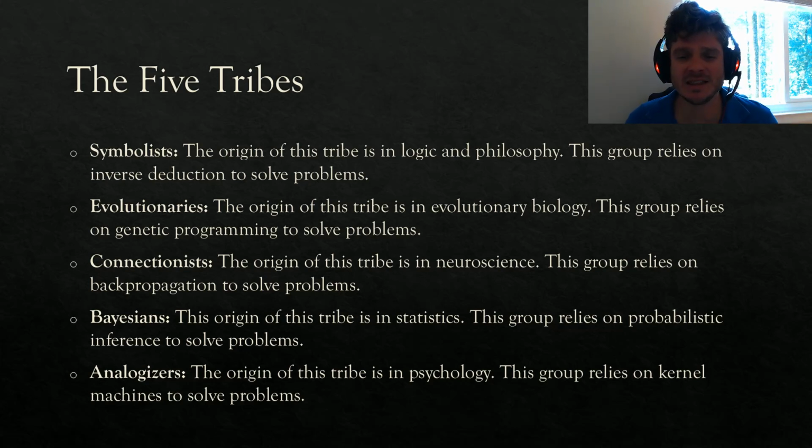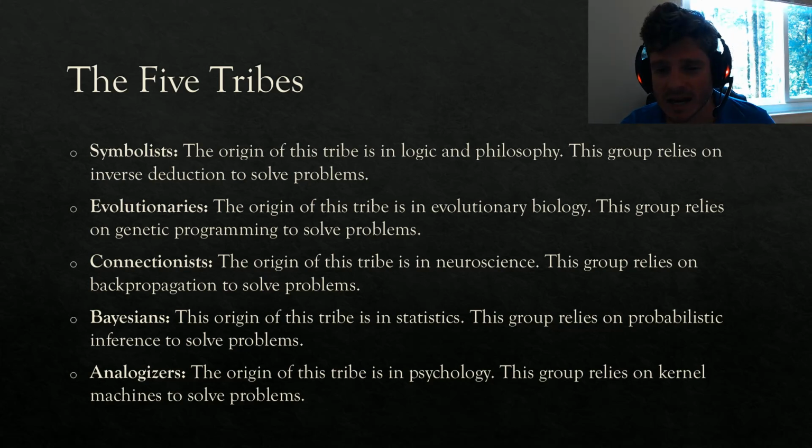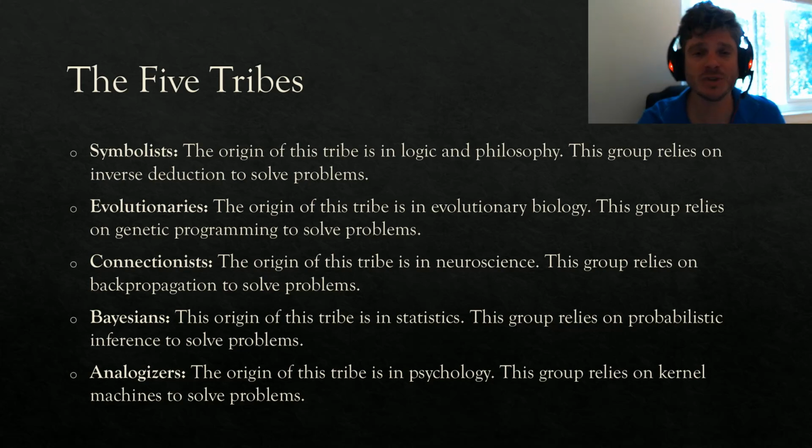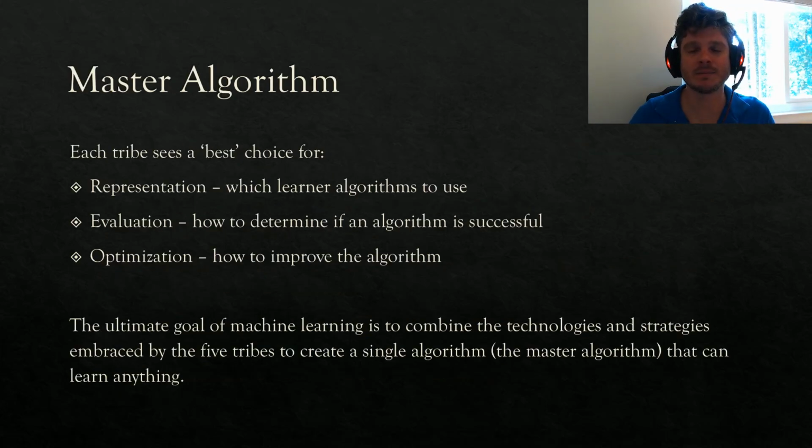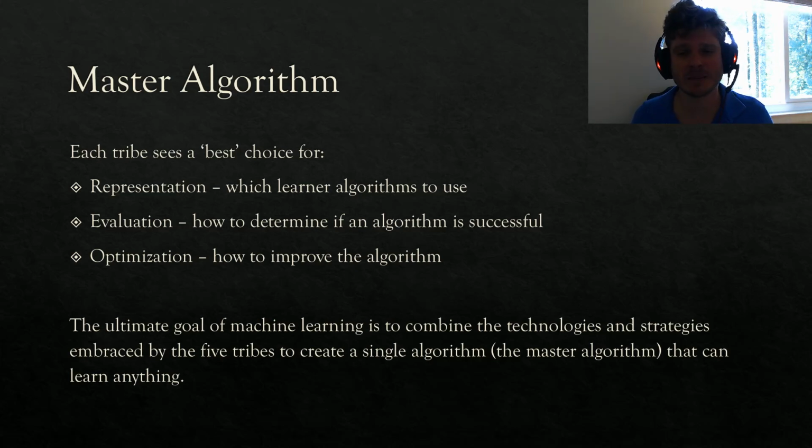And then lastly, the analogizers. So the origin of this tribe is psychology. So this group relies on kernel machines to solve problems. As you research each of these tribes, what you want to be looking for is typically their best choices, or their most popular choices for representation, which is the algorithm they use for learning, their learner algorithm. So that would be like the K nearest neighbor.